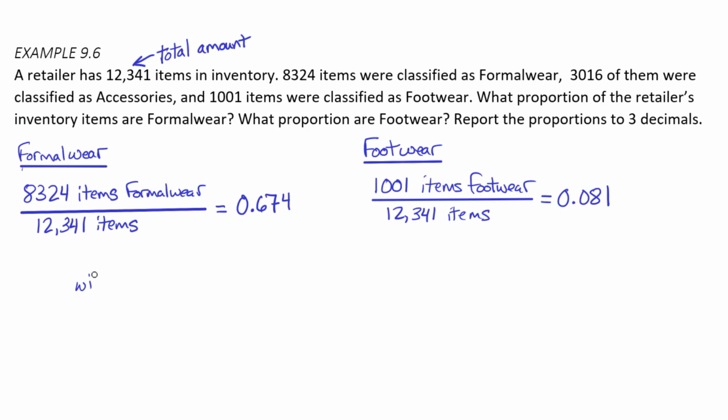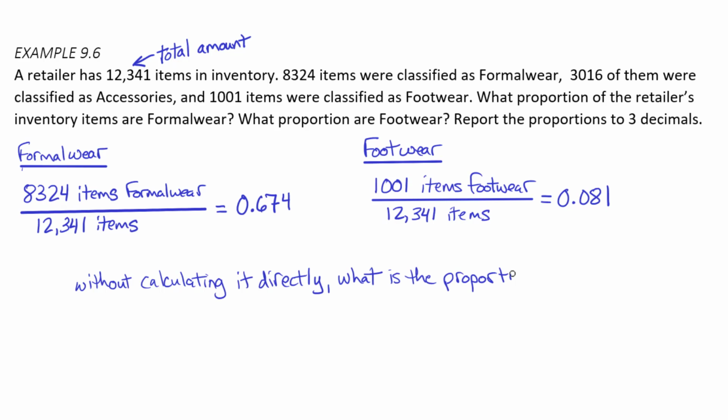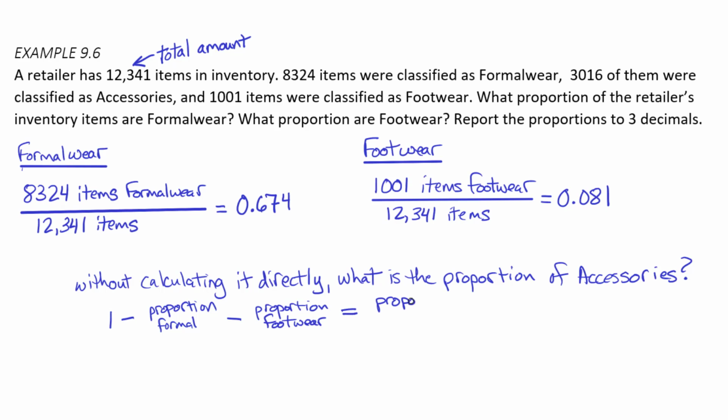So this isn't stated in the problem, but I would like to know if we can come up with a way, without calculating it directly, what is the proportion of accessories? What we can use is the fact that we covered in example 9.5, that if your proportions are exhaustive, that is, they give you a classification for every single thing in the group that you're looking at, then they add up to 1. So 1 minus the proportion of formal wear minus the proportion of footwear is going to give you the remainder, which is going to be the proportion of accessories.